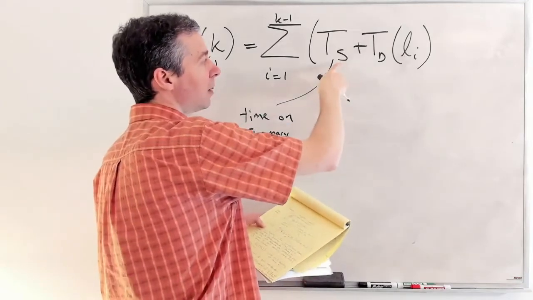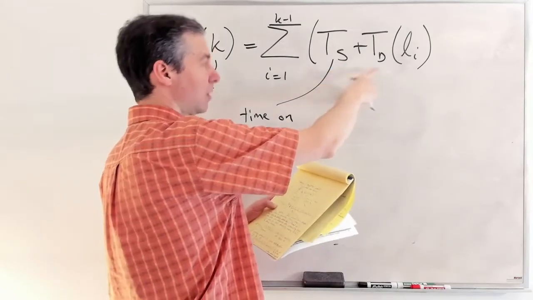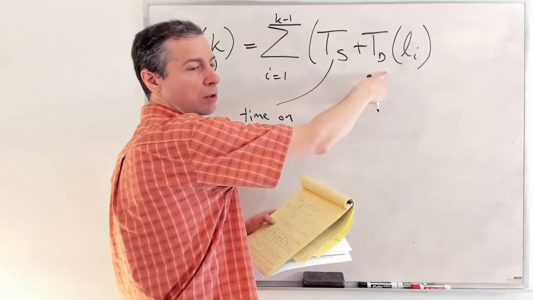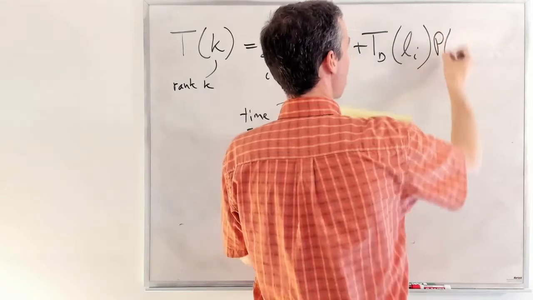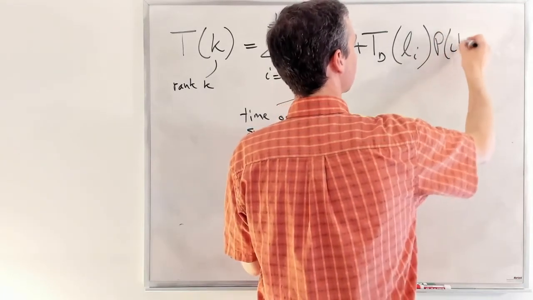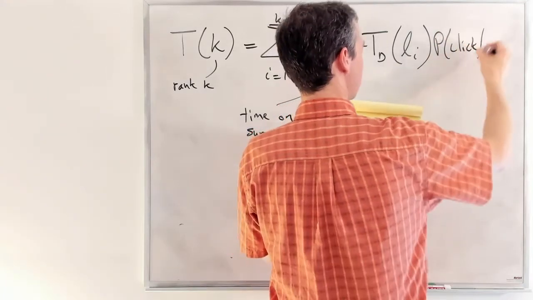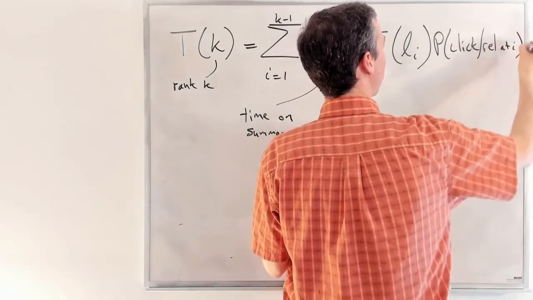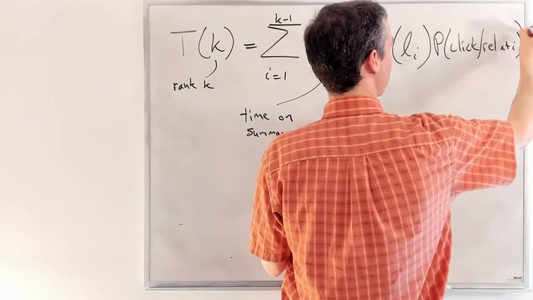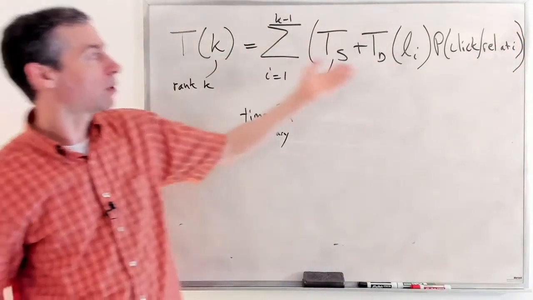So we've got how much time we spend on the summary and how much time we spend on the document, but we don't always go to the document. So we multiply that by the probability of, do I click on it or not? So the probability that I click on it, given that it's relevant at I. And there's another parenthesis here to finish this off. All right, so this gives us a way, it's quite simple.